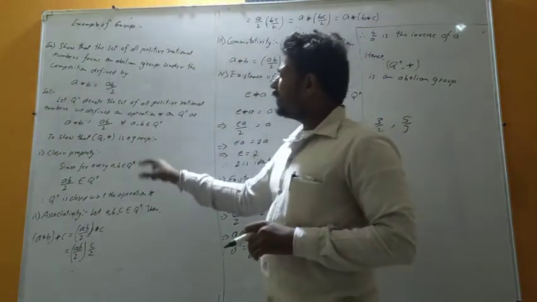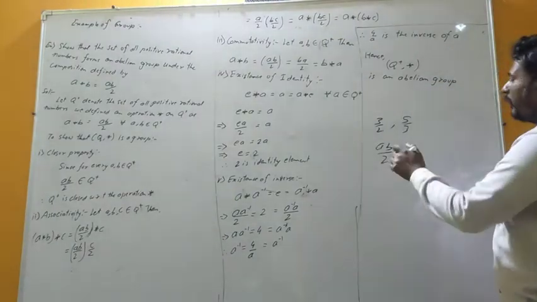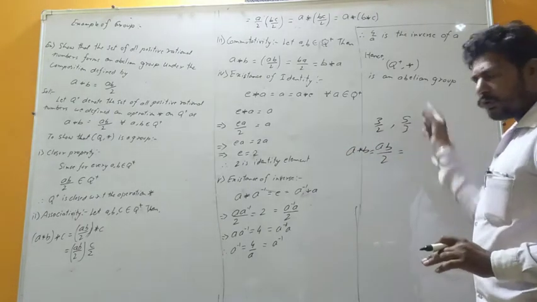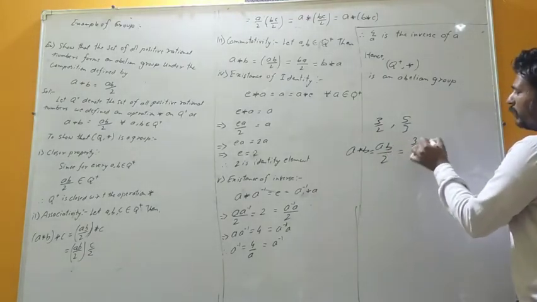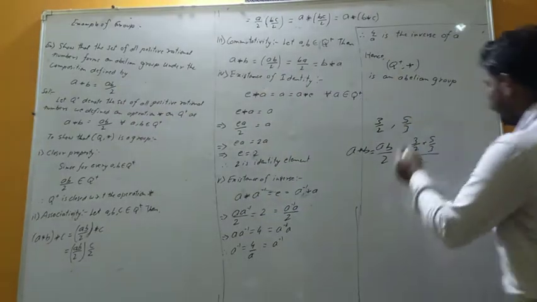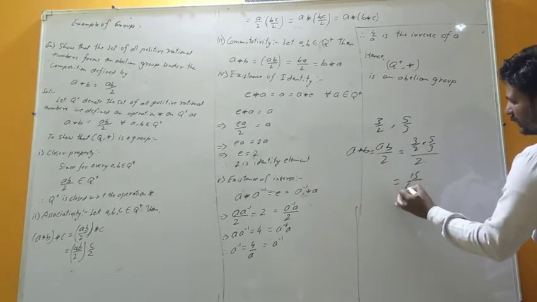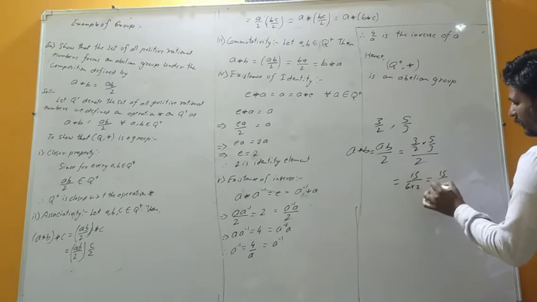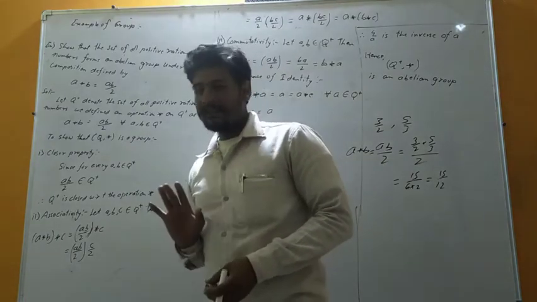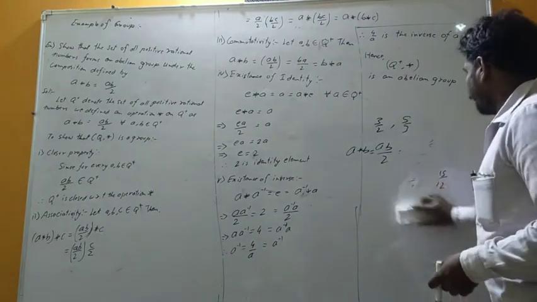What is the composition we have? a star b equals ab by 2. Let us see how the closed property is satisfied. This is 3 by 2 into 5 by 3 divided by 2, according to our composition ab by 2. 3 fives are 15 and 3 twos are 6, upon 2, equals 15 by 12. Obviously this is also a positive rational number, so the closed property is satisfied. Let us see the associative property, the next property.